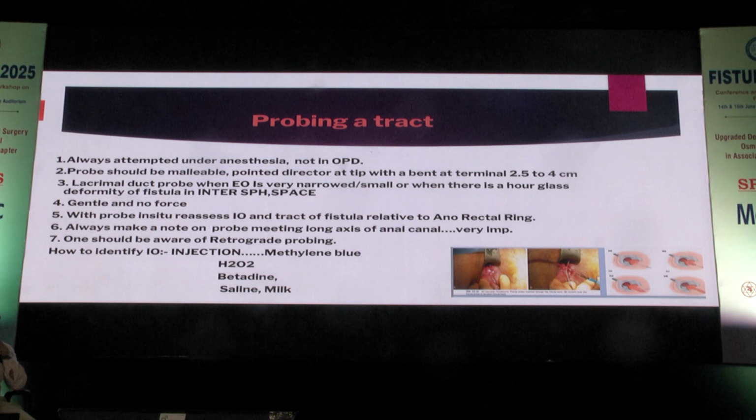How to identify the internal opening by injection: previously, as said by Dr. Praveen sir, methylene blue, betadine, saline, and milk were used, but the standard procedure as per recent advances is that only hydrogen peroxide should be used to identify the internal opening.